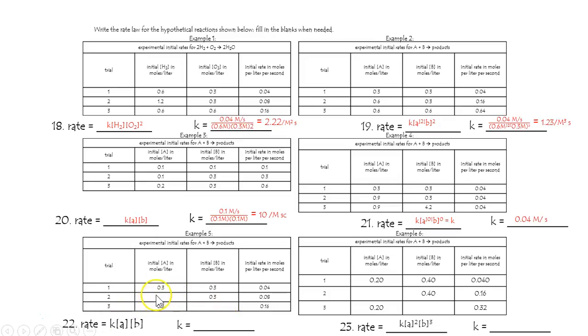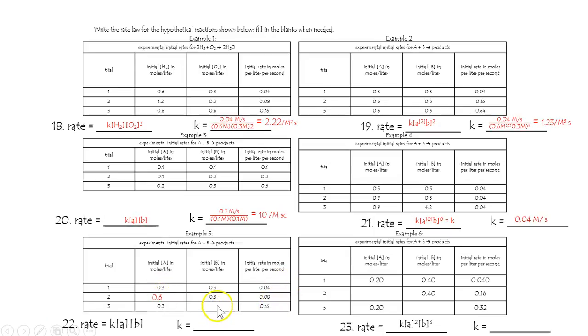We want to come up with some data such that the rate will be first order for each. So I see that the rate's doubling in trials 1 and 2 while they're holding B constant. So let's double the concentration of A. That will make it double the concentration, double the rate, first order.